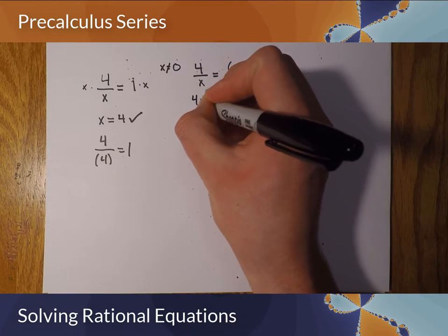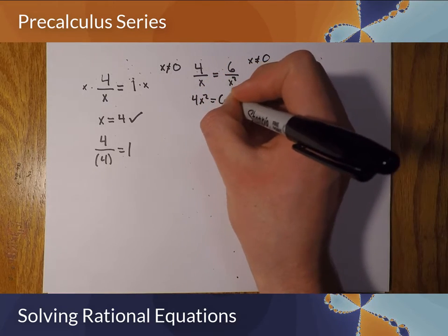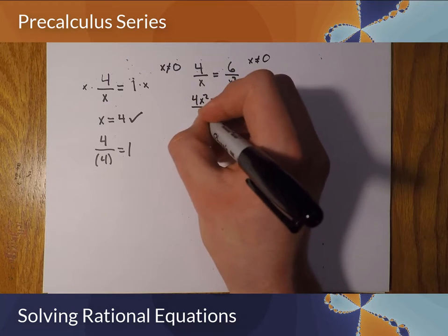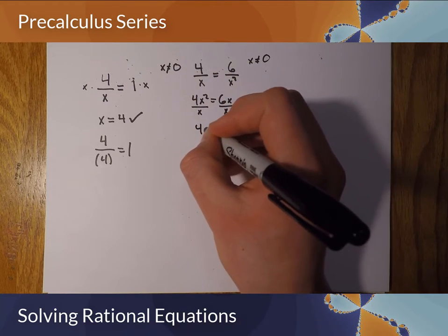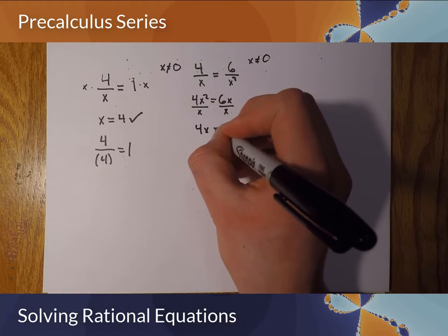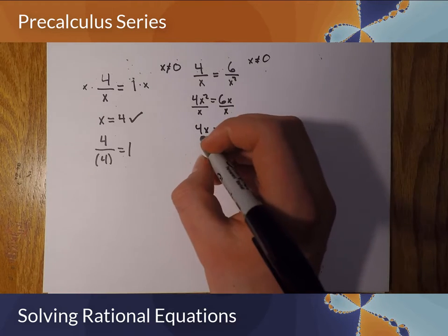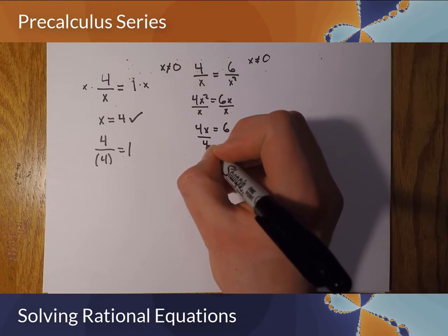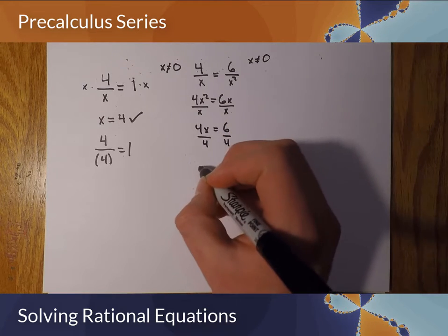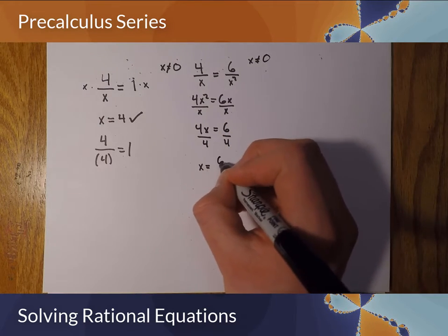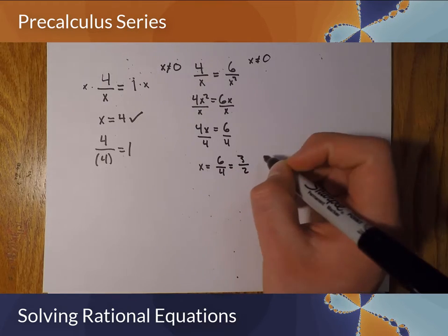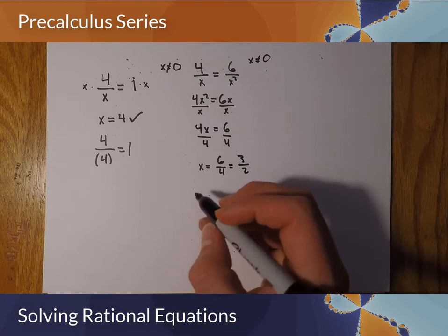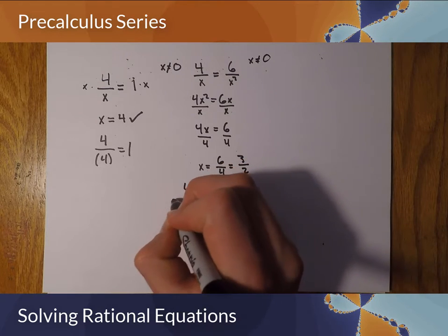So we cross multiply them, and we get 4x squared equals 6x. We can divide both sides by x, and we get 4x equals 6. And then we just divide both sides by 4, and we now know that x is equal to 6/4, which simplifies to 3 halves. Now to verify this result works, you just plug it back into the equation.